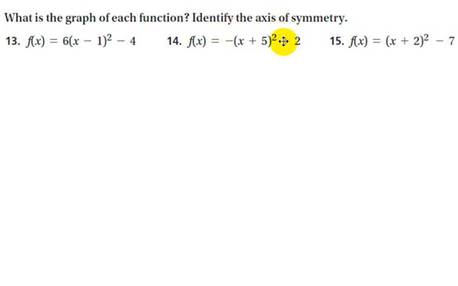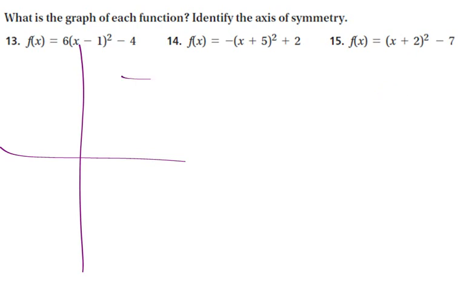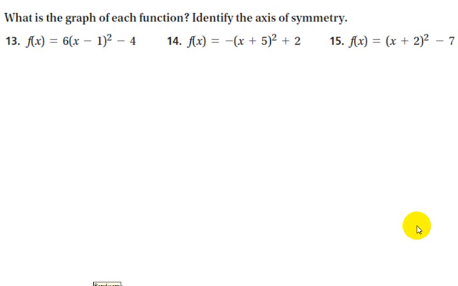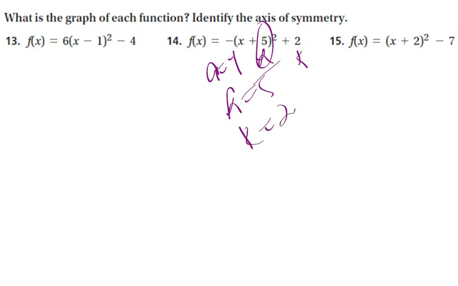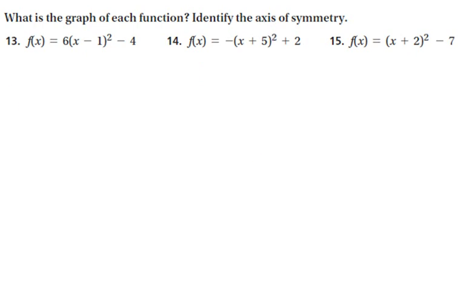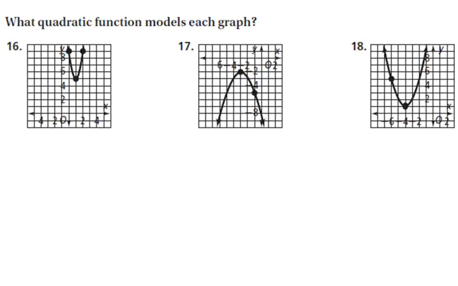13 says, what is the graph of each function? Identify the axis of symmetry. So I want to see graphs, I want to see calculations, whether it's a t-chart or if you're using the formula and solving, okay? Either one. Hopefully you're using the formula for this one. Like, you could label these, you know, there's my h and there's my k. You could do that. A equals negative 1, h equal 5, and k equal 2. I've seen kids do that. But you've got to show me how you are getting your points and how you are calculating your points, just like what I've shown you today.